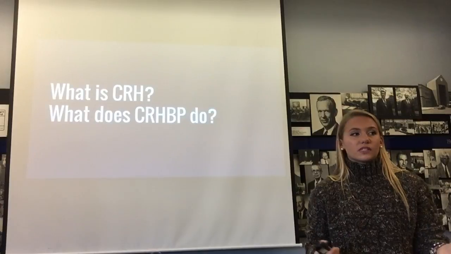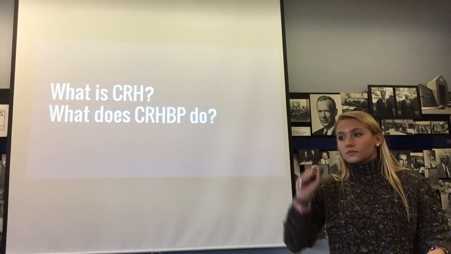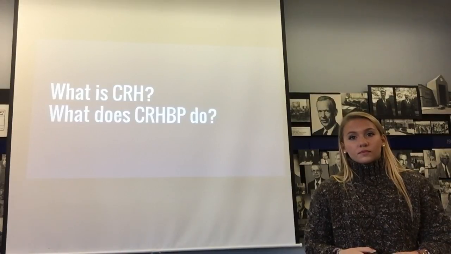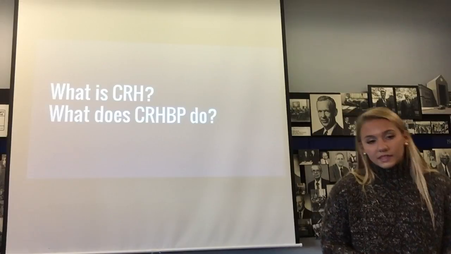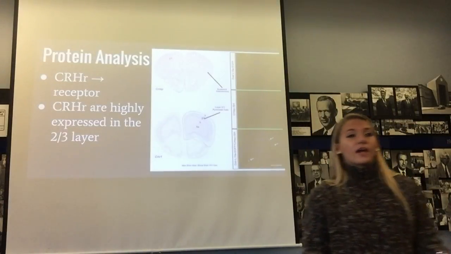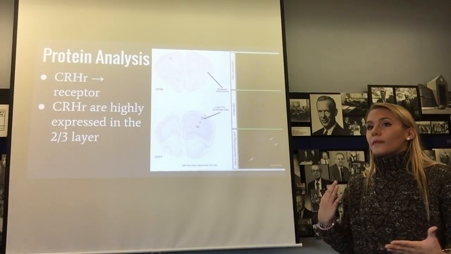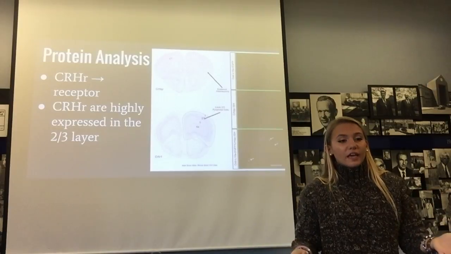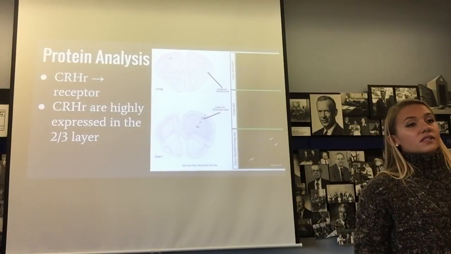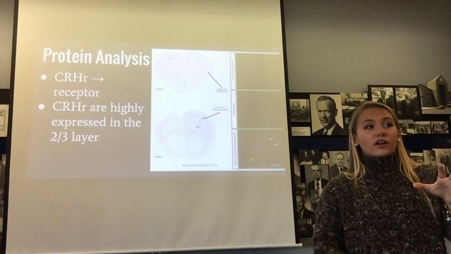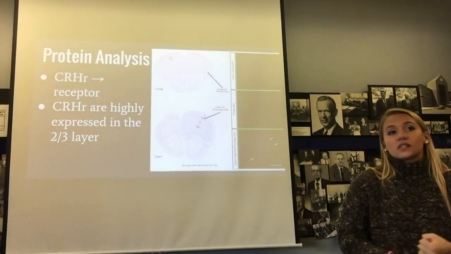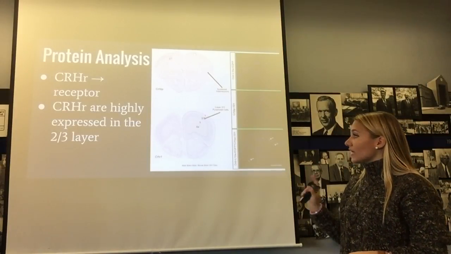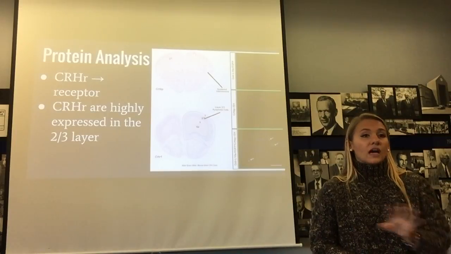So can someone explain to me what CRH is? CRH is a stress hormone, and then CRHBP inhibits that so you don't get those effects of stress and anxiety. Yes. So they knew that these 2 layers were being activated, but what's different between those layers that's causing these different behaviors? So they did a protein analysis to figure out what's in each layer that's making it different. They found that the CRH receptor that the CRH binds to is only in the 2-3 layer, but it's not in the 5 layer.